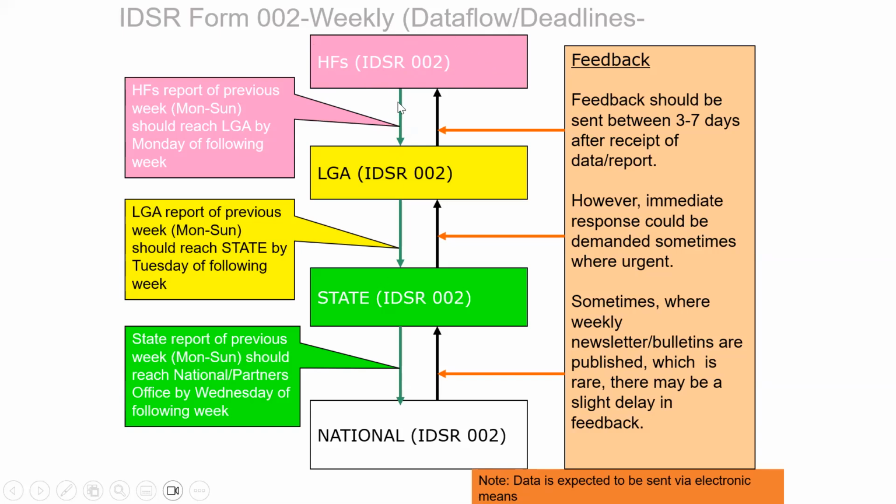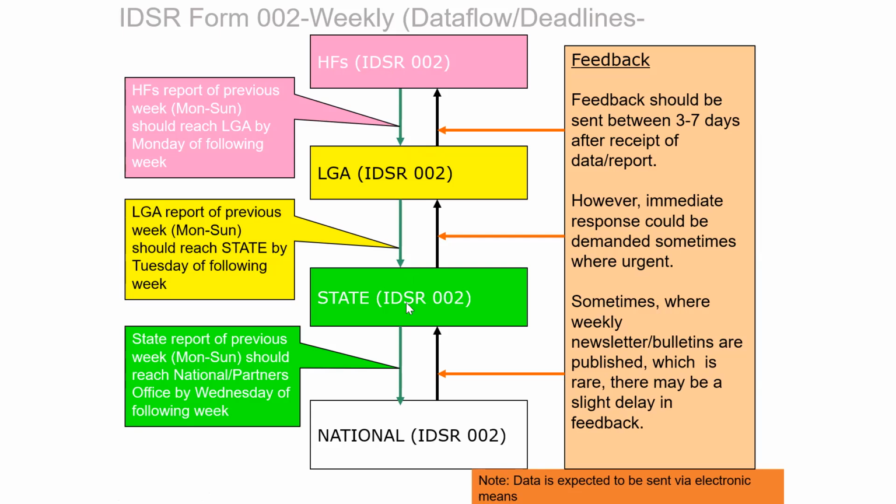And then the form must be sent by the Monday of the next week, so covering the week before. And it's sent to the local government. And then the forms from the local government are supposed to reach the state by the next day, that's Tuesday. So if a health facility submits to the LGA on Monday, by Tuesday the LGA is supposed to collate from all the health facilities and submit to the state.